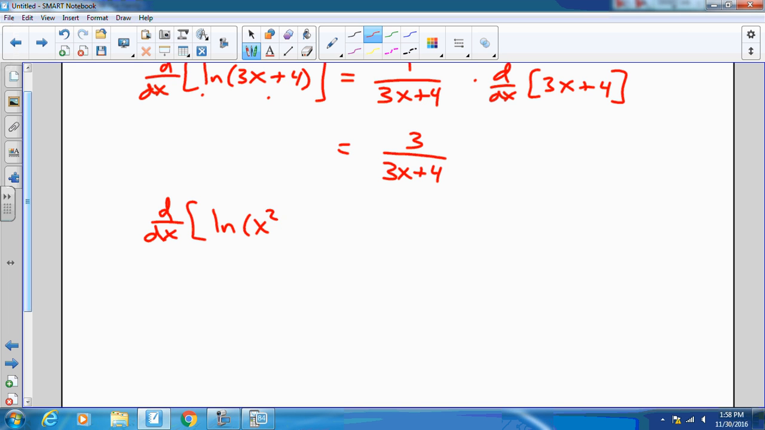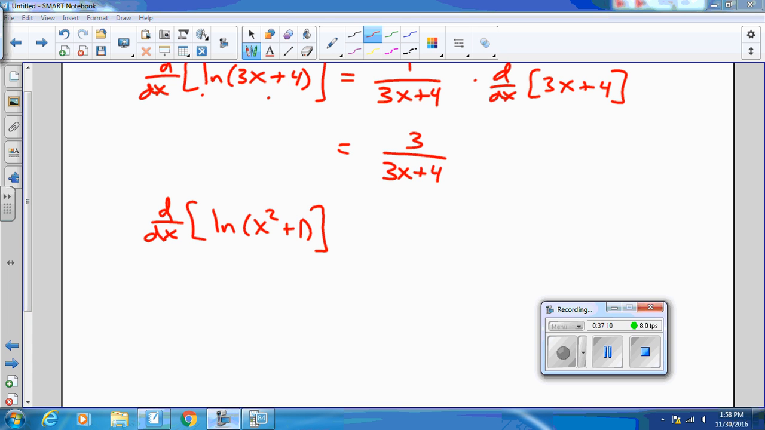Here's a function that shows up a whole lot. The derivative of natural log of x squared plus 1. Take a minute to try to work that one out. Larry, you look like you have a question. Figured it out? Why don't you take a minute to try to work this out? If you're watching this video at home, pause the video to try to work it out too, and we'll come back in just a minute. Okay, what you got?